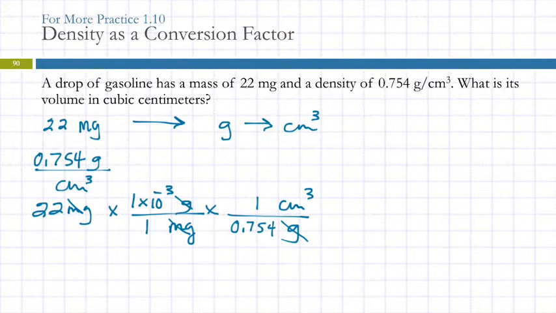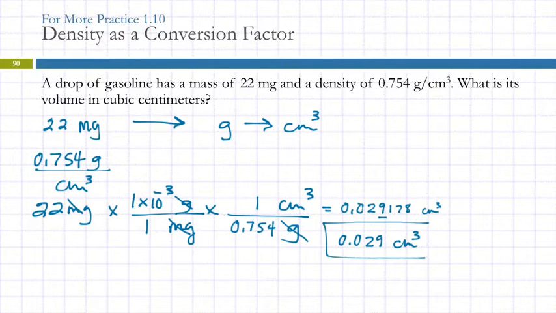22 times 1 EE minus 3 divided by 0.754 equals, how many sig figs should this have? 2. So these leading zeros, it's 0.029 stuff. 0.029, that's my second sig fig, the last one I want to keep. 1, 7, 8, there's a bunch of other stuff. I don't need any of those. Cubic centimeters. So I'm going to say this is 0.029 cubic centimeters. Any questions?